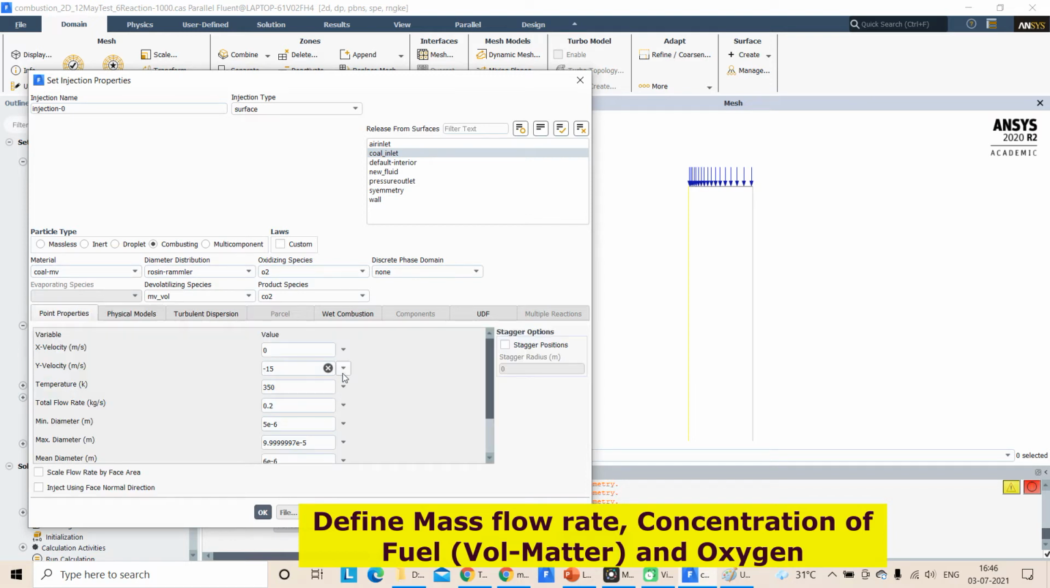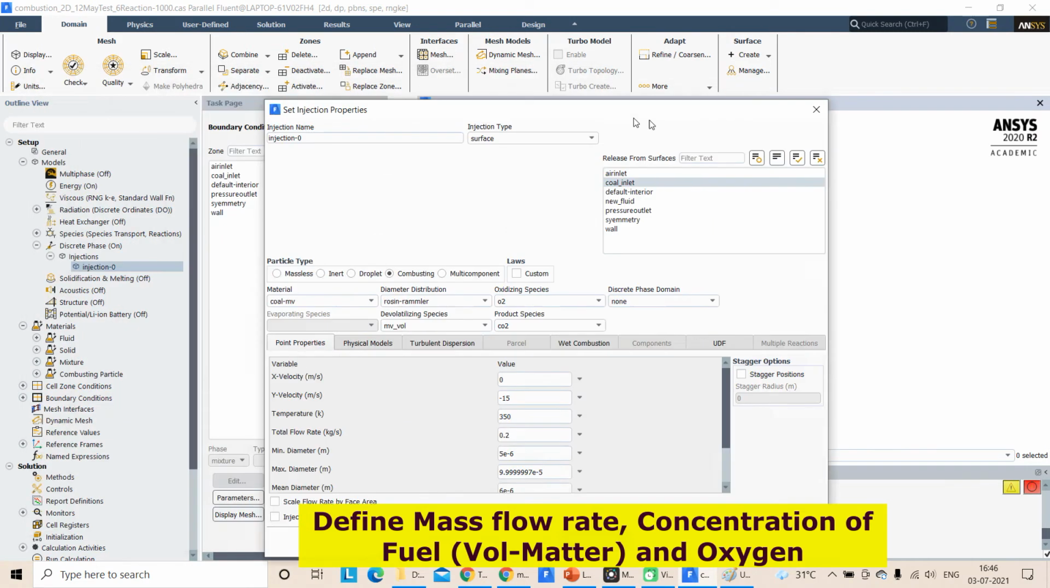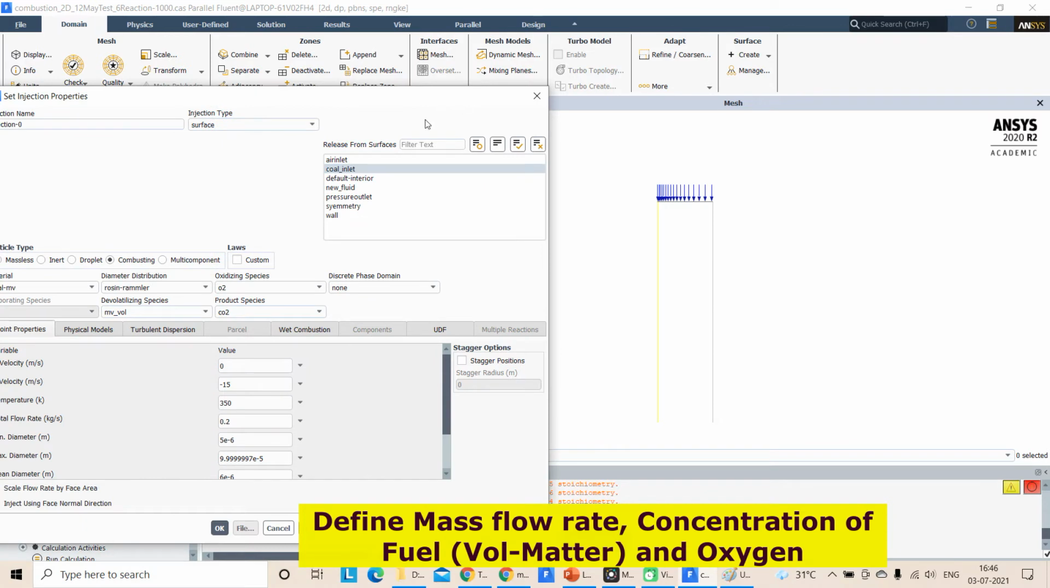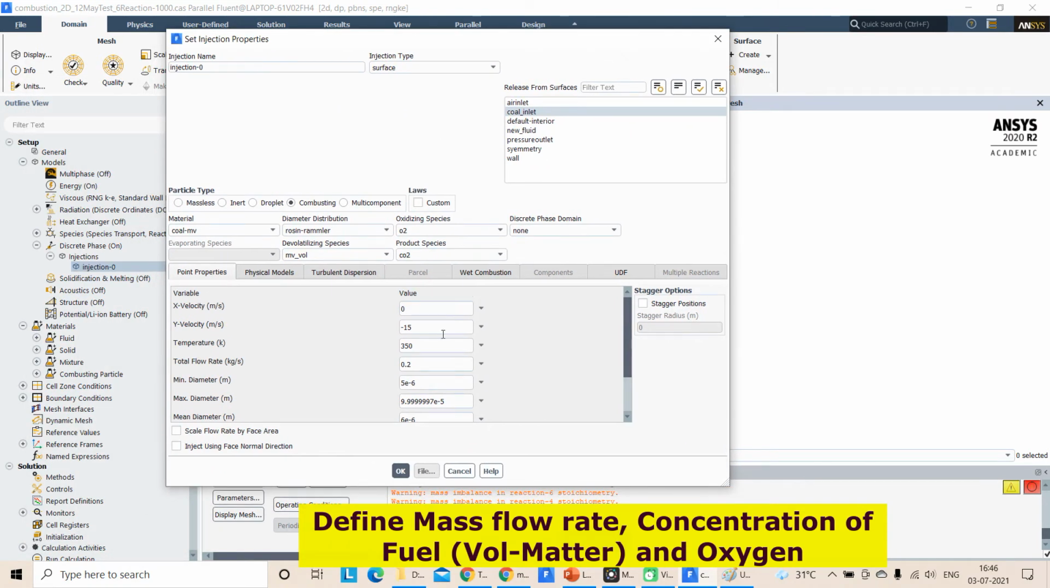Sir, why velocity you had taken negative? Because this is the y-axis, and this is opposite to the y-axis. Direction wise, because you have to give the component. If you don't give the component, you can use the injection using face normal. Face normal directly takes normal to the direction.